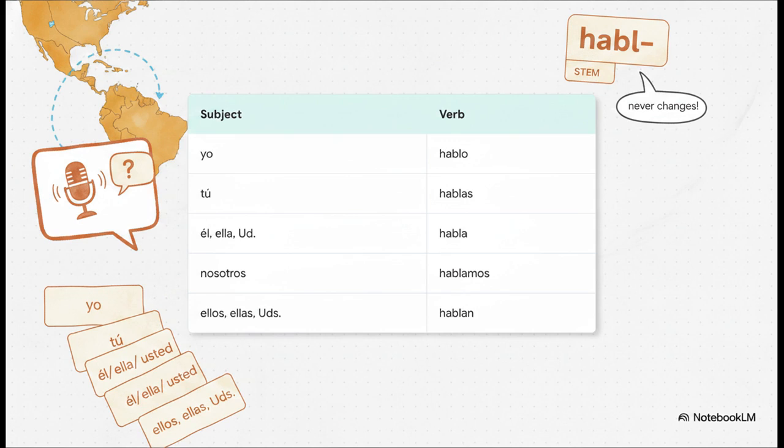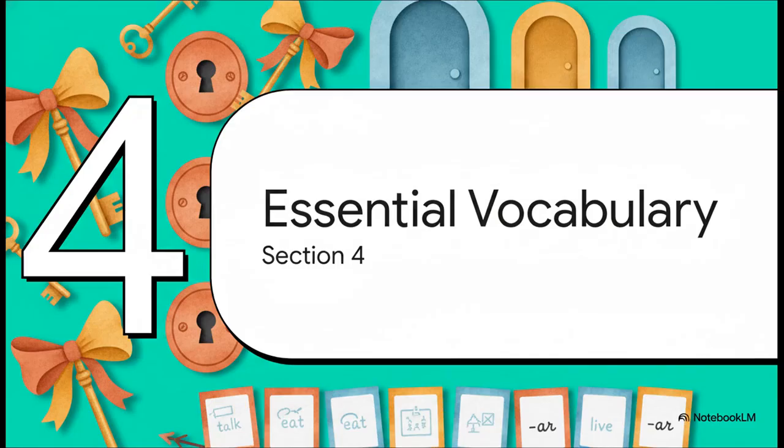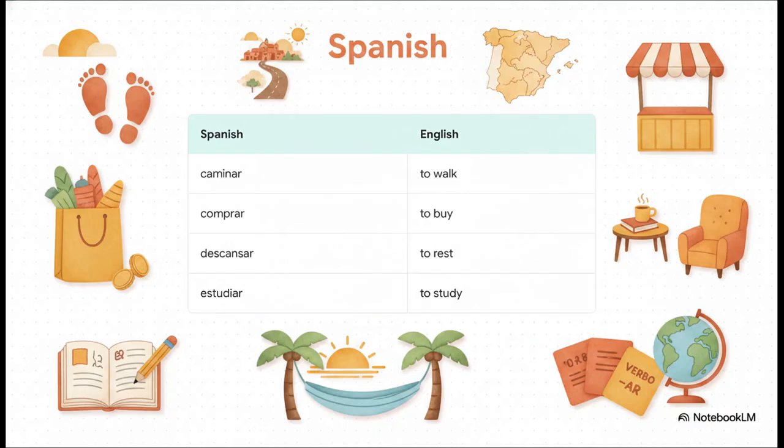Absolutely excellent job. Seriously, you just conjugated a Spanish verb. Okay, now that you've got this master key, it's time to go open some doors. Section 4, Essential Spanish Vocabulary. We're going to expand your toolkit with 8 brand new verbs that follow this exact same two-step rule. Let's start with these first 4 verbs. Just like we did a minute ago, listen, repeat it out loud, and lock in that meaning.